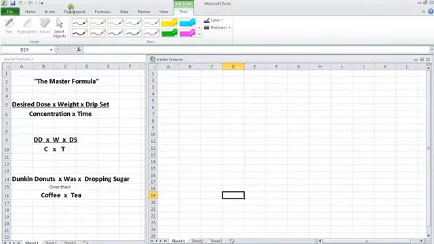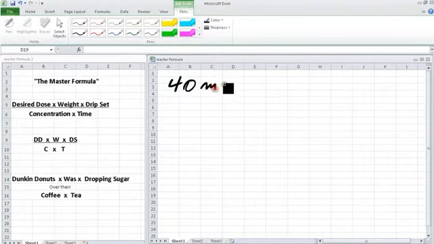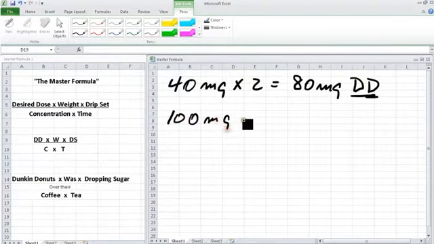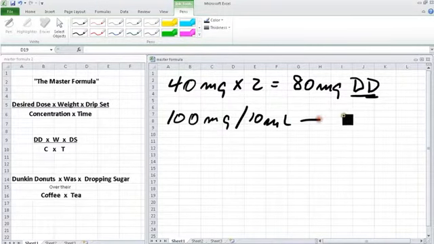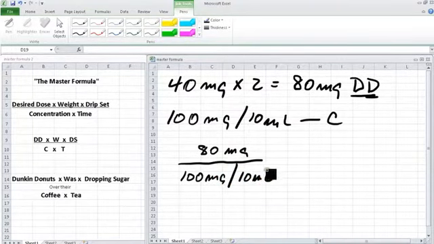So let's go over what we just discussed. The patient normally takes 40 milligrams of furosemide, and we want to give twice that amount for this administration, so that's 80 milligrams. Okay, this is the desired dose. And the concentration for furosemide is a vial that has 100 milligrams in 10 milliliters. This is the concentration. And we'll just put that in the formula, DD divided by C. So the 80 milligrams divided by 100 milligrams over 10 milliliters. Okay, we ignore the rest of the formula.